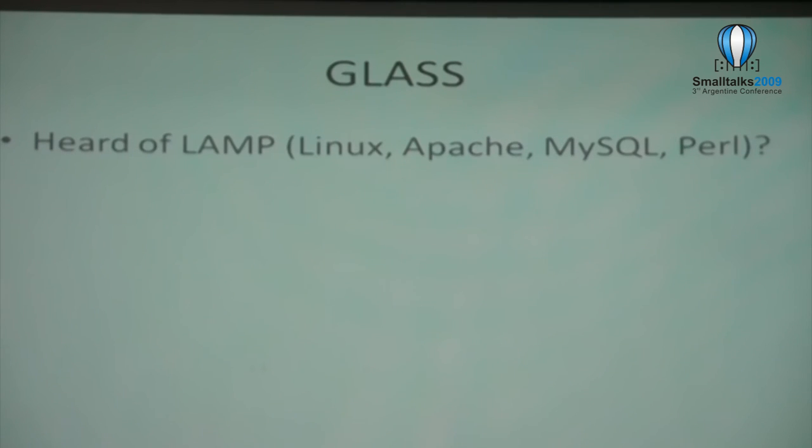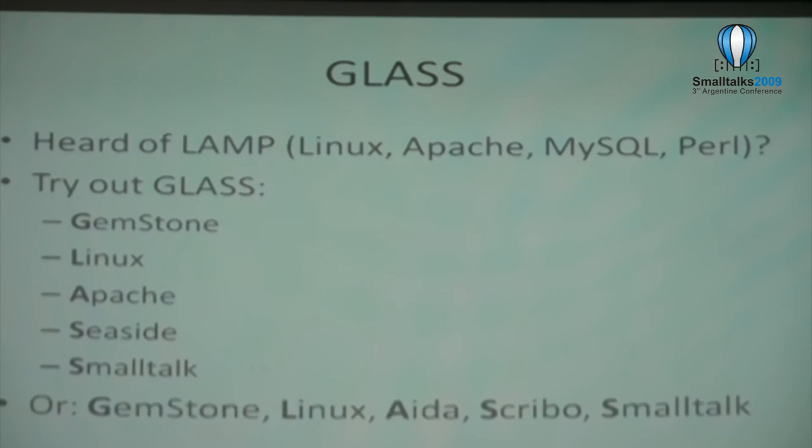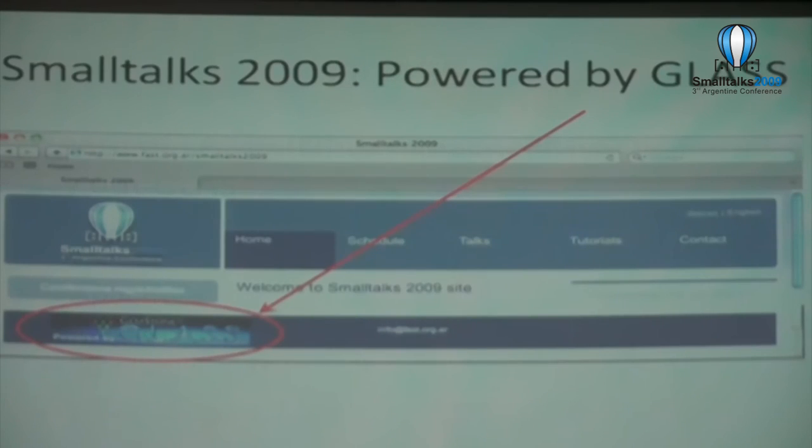Now, GemStone, you've heard of LAMP, perhaps: Linux, Apache, MySQL, and Perl, Python, PHP. Well, we have GLASS: GemStone, Linux, Apache, Seaside, Smalltalk. The acronym also works for those who are doing GemStone, Linux, AIDA, Scribo, and Smalltalk. So we don't want to leave out the AIDA people. There are multiple web frameworks in Smalltalk.